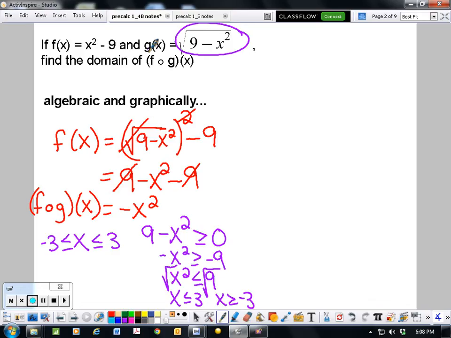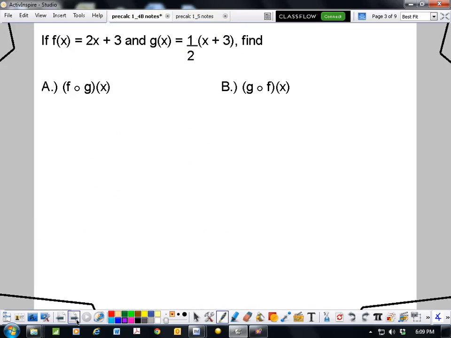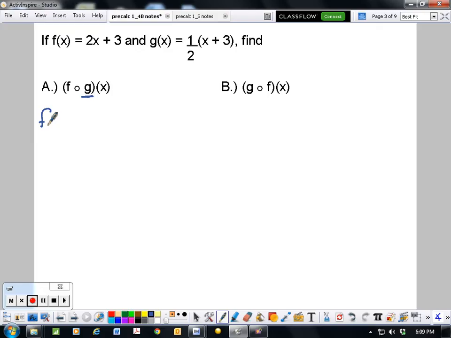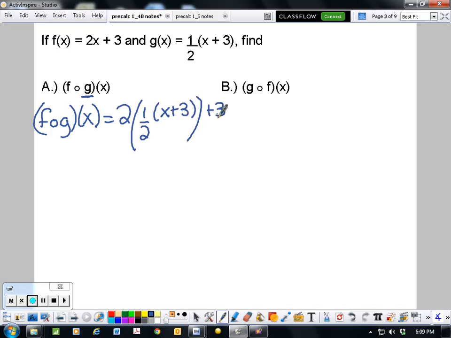Okay, so let's go ahead and look at our next problem. If f at x equals 2x plus 3 and g at x equals 1/2 x plus 3, find the composition f of g of x. So remember that g is going to be plugged in to the x. So f of g of x. I'm going to take the 2, and in that x spot I'm going to put the g of x, 1/2 x plus 3. And then I have the plus 3 at the end.